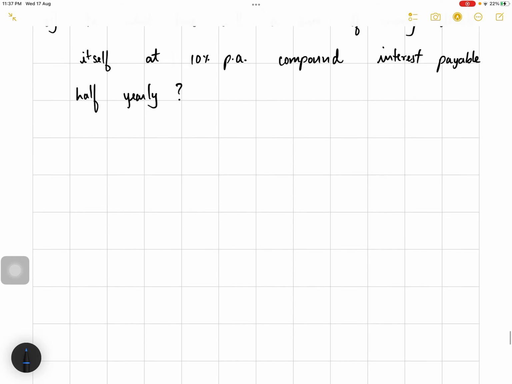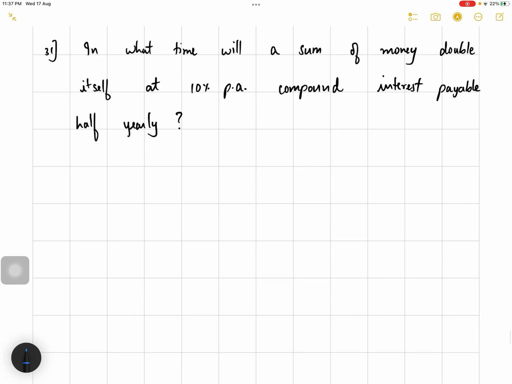Okay, so let's come to the next question. In what time will a sum of money double itself at 10% per annum compound interest payable half yearly? So time is asked, that means T is asked. T or N, it is one and the same thing. Suppose the sum of money is doubling itself. That means if P is equal to 100, A will be 200. So let P is equal to 100 and A is equal to 200.